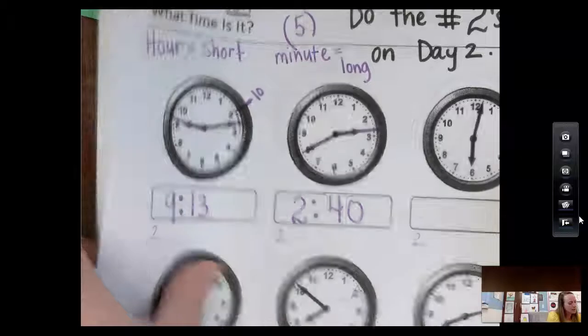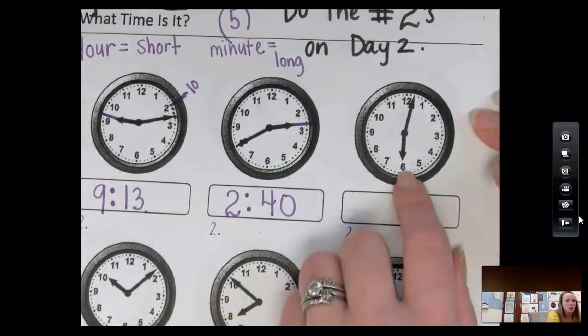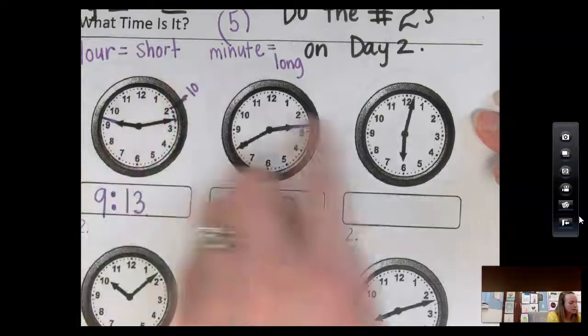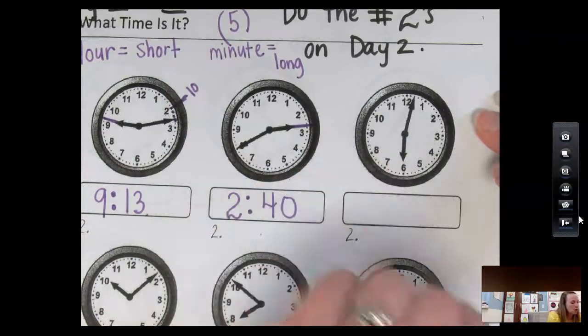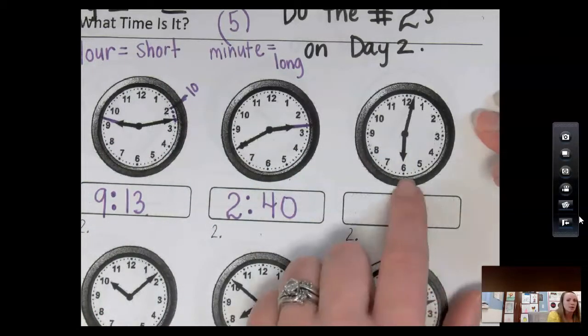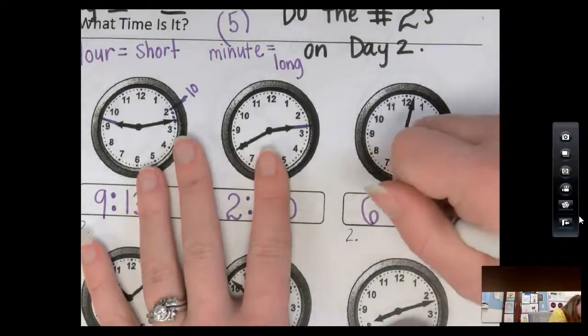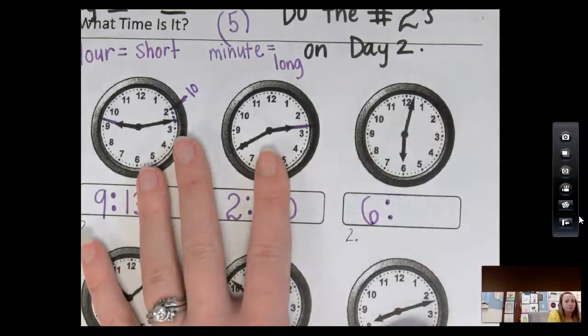All right, let's look at our next one. All right, which one is our hour hand? Our hour hand is always the short one. So this is our short one. So our hour is what? Our hour is right at the 6. So we're going to write that the hour is at the 6 with a colon.